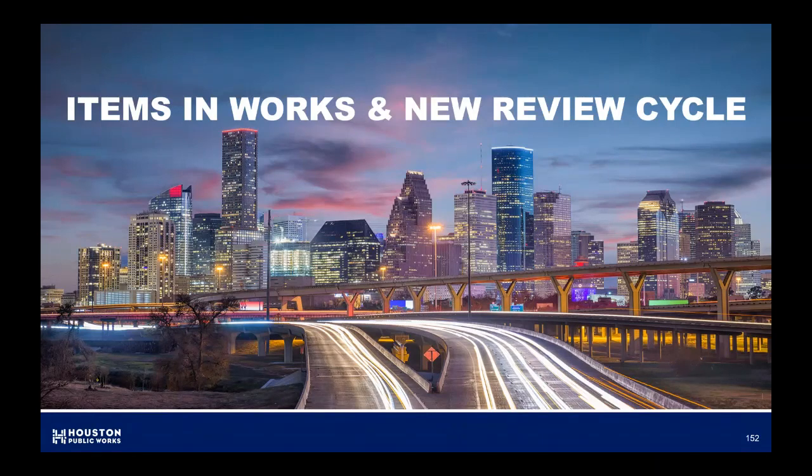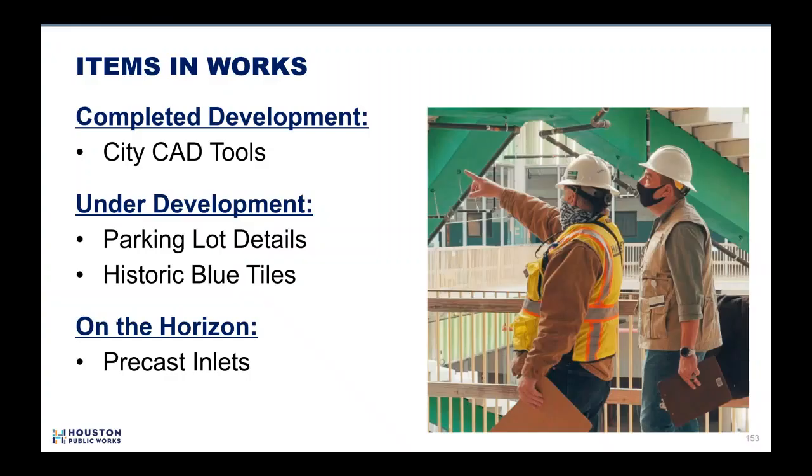Before we proceed to the final Q&A, let's briefly touch on items in the works for the standards group and the content to be reviewed in the 2021 and 2022 review cycle. At the beginning of 2021, the city's CAD tools were updated. A new color table CTB file was uploaded along with a new line type file and standard symbol sheet. To view those tools, visit the standards and specs website.